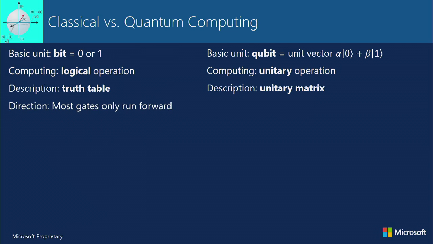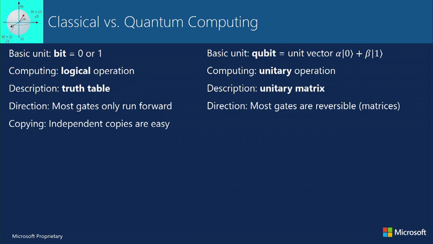Classically, we run our machines forward. We do a gate, we go to the next gate, we go to the next gate. Quantumly, it's a matrix. You can go backwards through the matrix. And basically, everything you're doing on the unitary side or the quantum side is going to be runnable forward and backwards. Here's where we start getting into trouble.